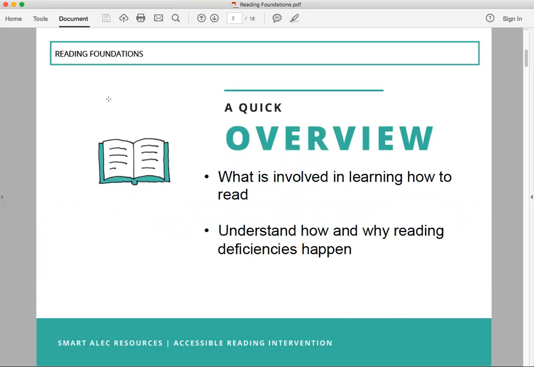So the goal of this particular mini course is really to go over what is involved in learning how to read and to understand how and why reading deficiencies happen.